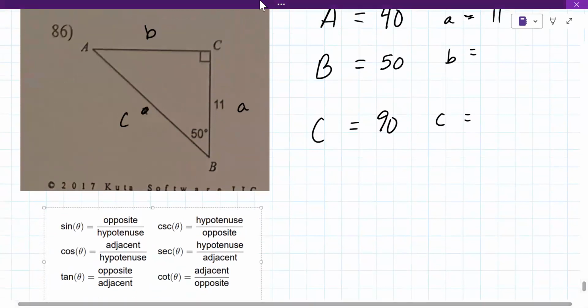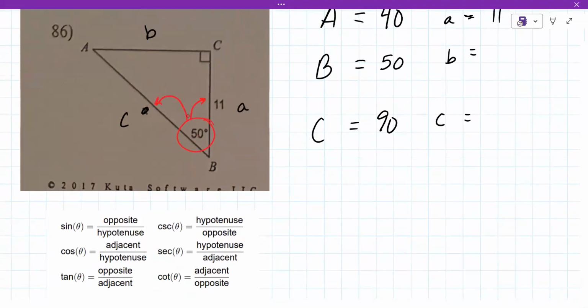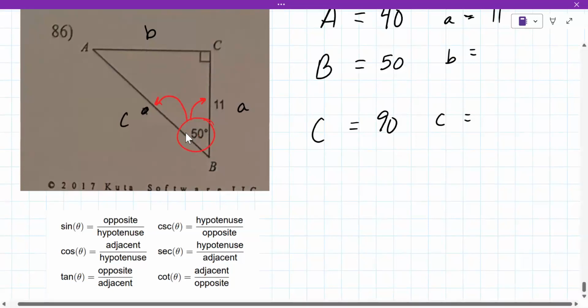Relative to this angle, 50 degrees, what is 11 and what is x or c? Your answers are opposite, adjacent, hypotenuse. By figuring that out, you can figure out which one to use. I always confuse this. So C is the hypotenuse, the longest, the one across from the 90. The leg that's furthest from you is the opposite. So B is opposite in this case.